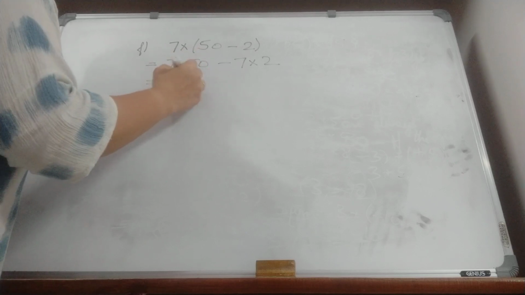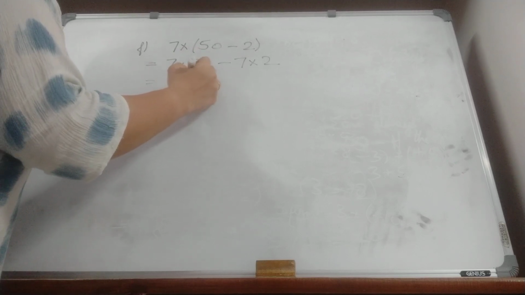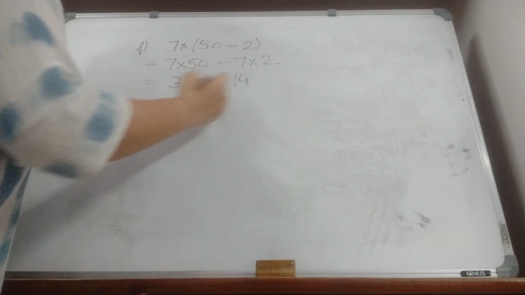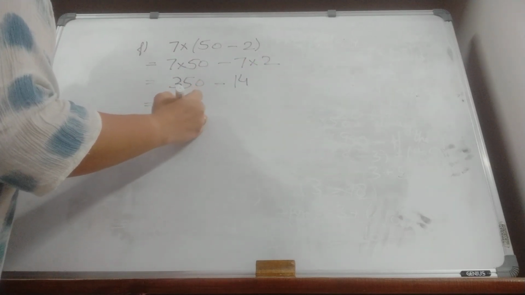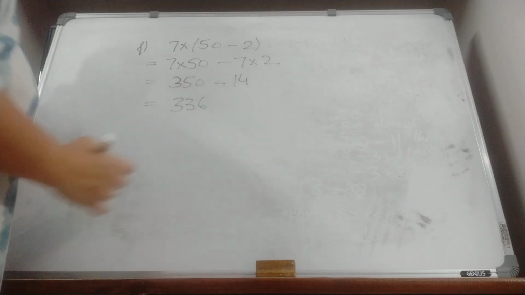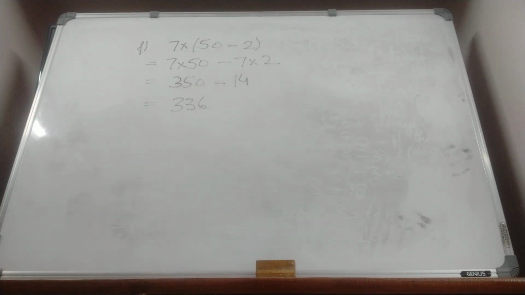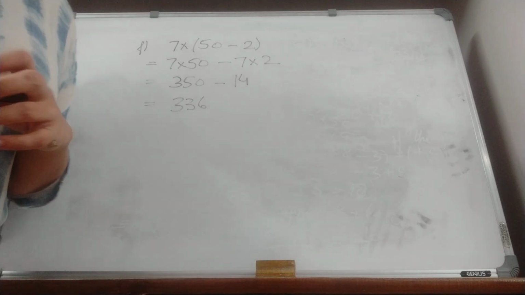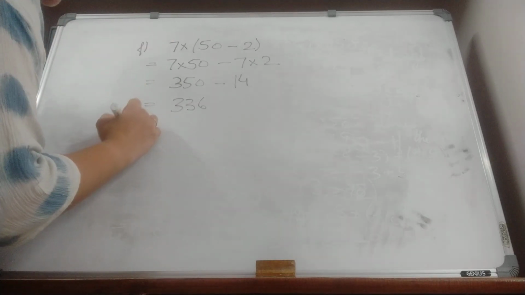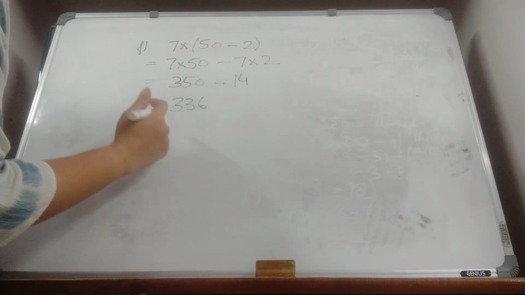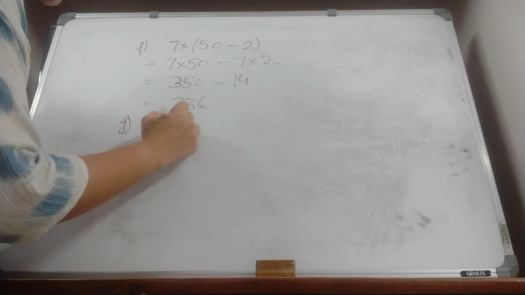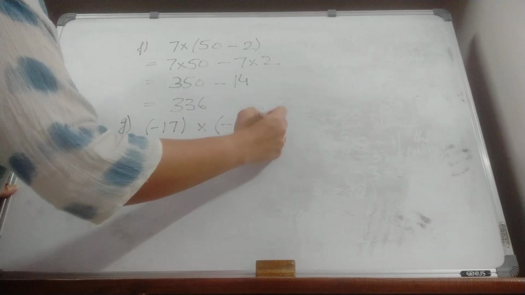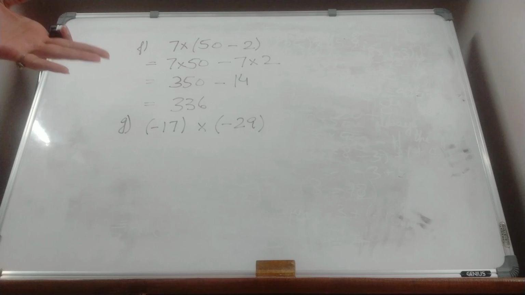This is oral, 350 minus 14, which becomes 336. Okay, so that is the answer. Then F, we are done. G. All these have to be done in your notebook. Minus 17. Okay, we have a question of minus 29. I gave you an example of 29.